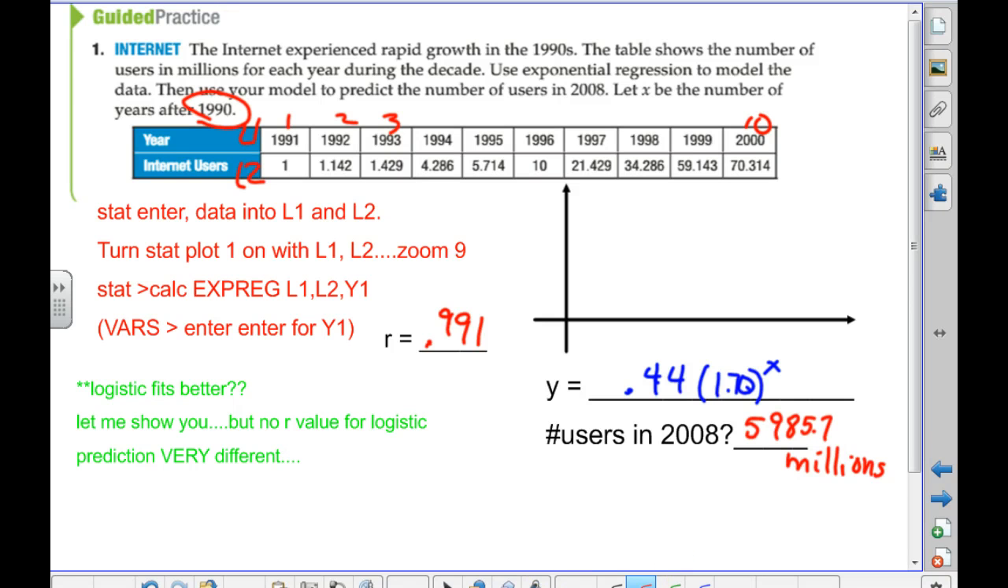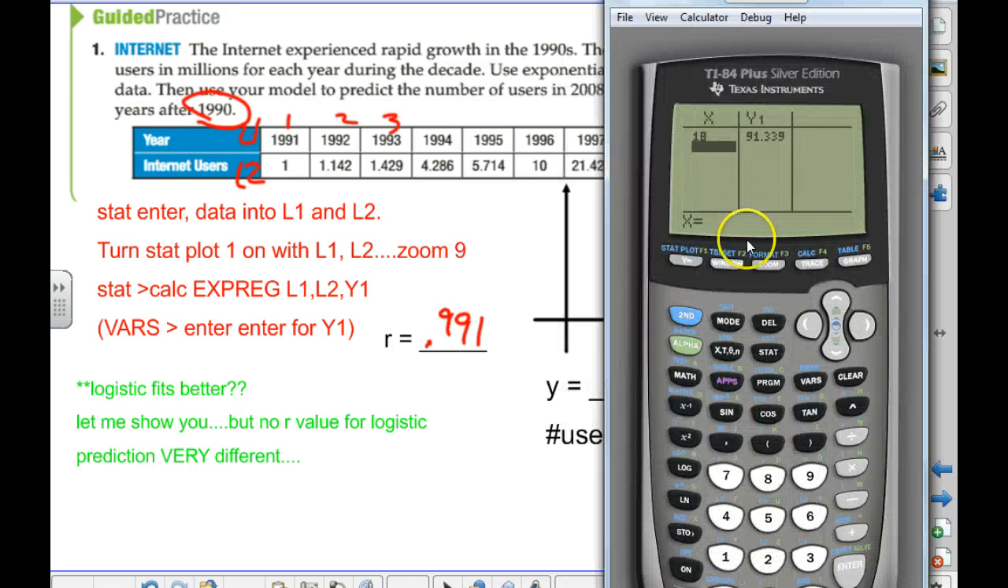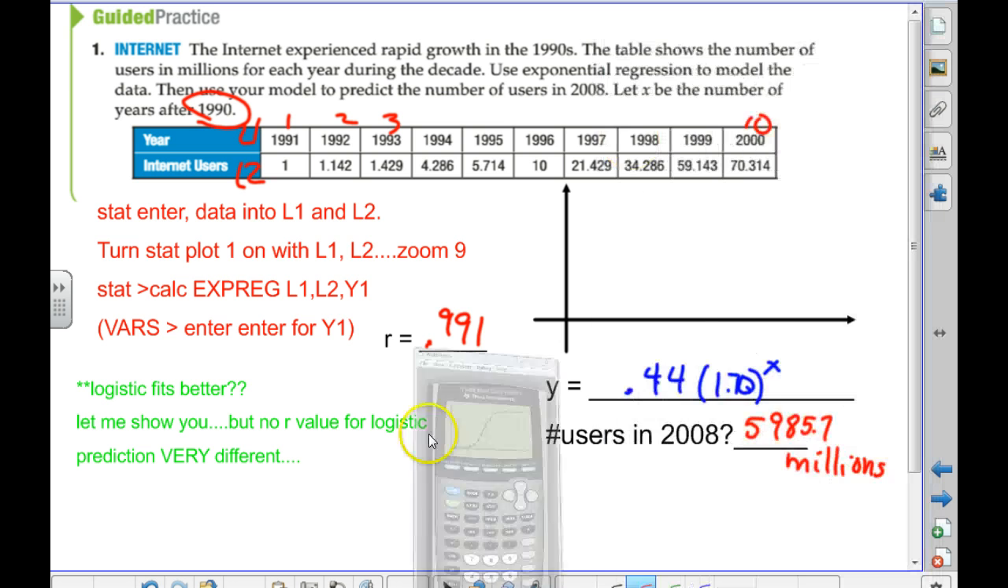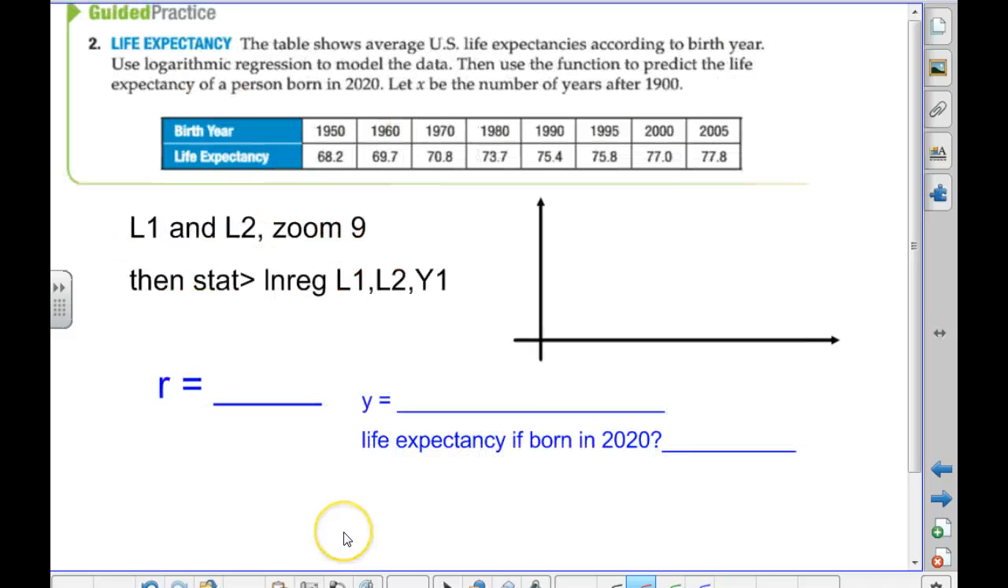And I could show you also quickly that this is what the shape of that graph is going to do if I went out further here and further here. Do you think that internet growth has done this? I don't think it's flattened out quite like that, right? All right. We're going to go on to this example.